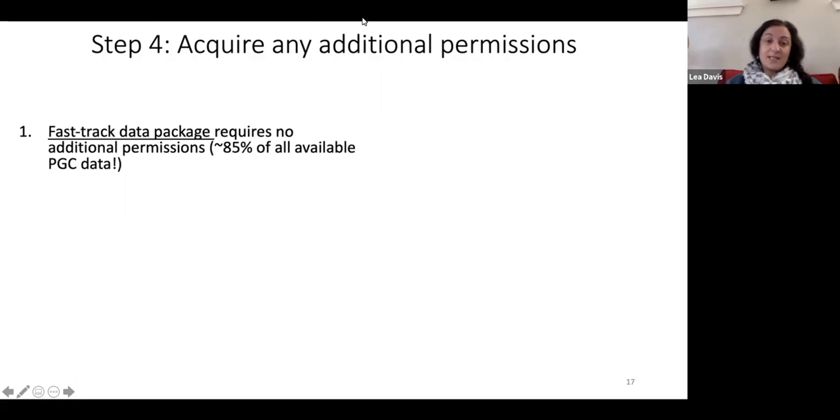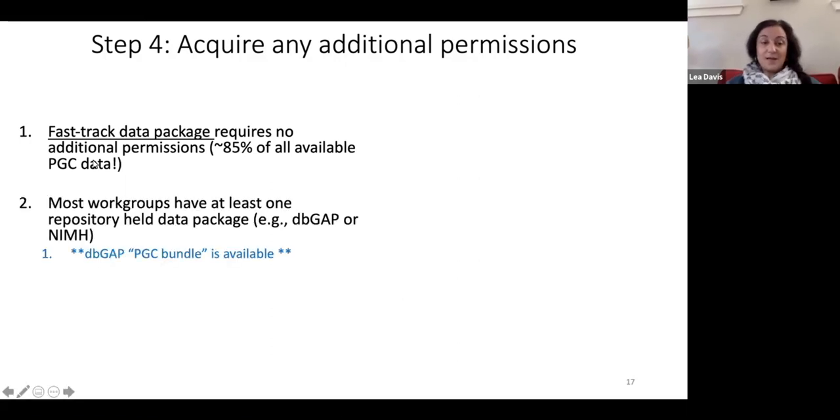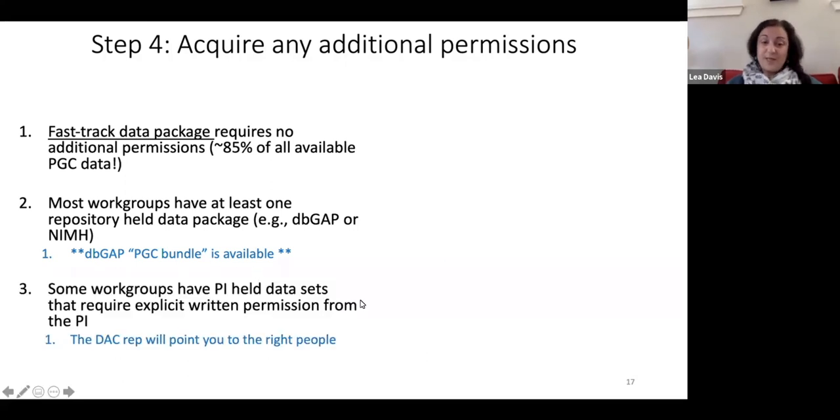So the next step then is to acquire any additional permissions. And like I said, about 85% of all available PGC data is in this fast track data package. But again, a lot of work groups have at least one repository held data package. And so for those, you will need to apply to the repository to get permission to use that data. Some work groups also have PI held data sets that do require explicit written permission from the PI. And the DAC representatives can point you to the right people.